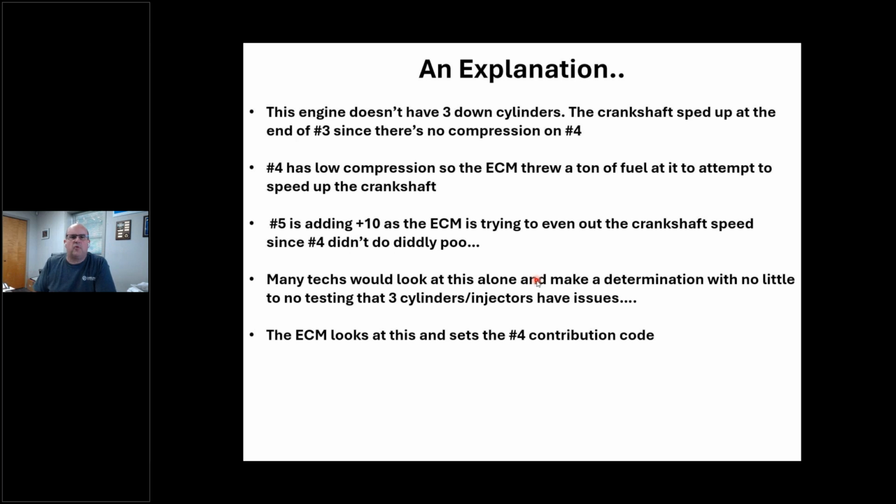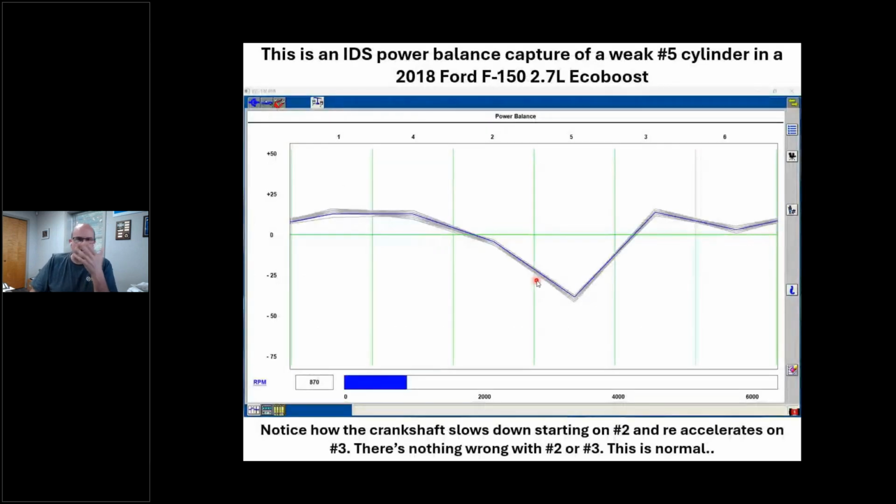I'm not here to bash all performance modifications, but when you live on the edge, you have more chances for problems. So that's what I believe sets this ECM, this contribution code. This computer's looking at that. It sees this thing, it tries to slow it down ahead of it, and it tries to speed it up after. So it says, look, I see there's an issue here. I know there's an issue here. It's number 4. That's what I'm thinking.